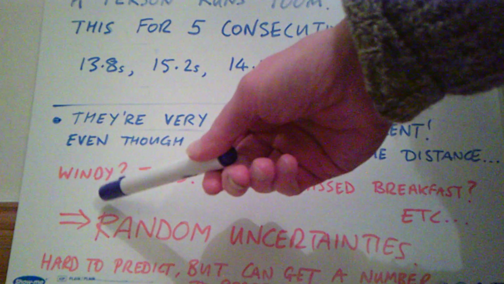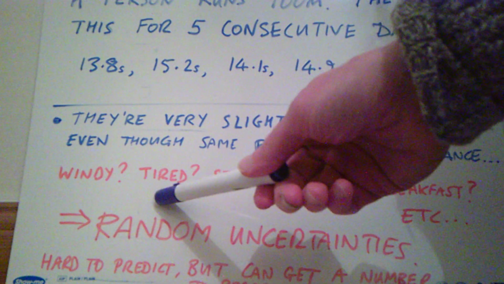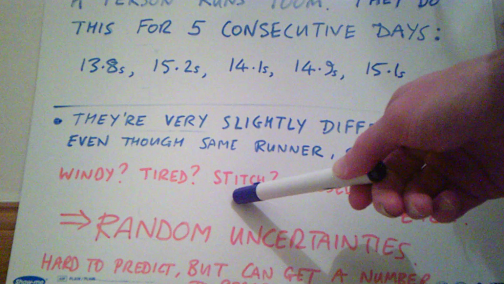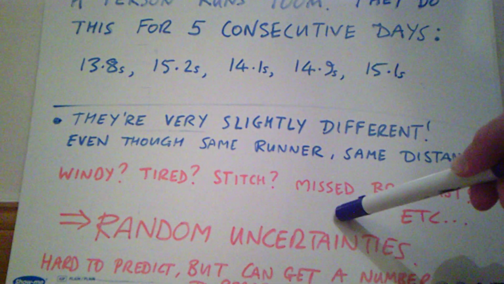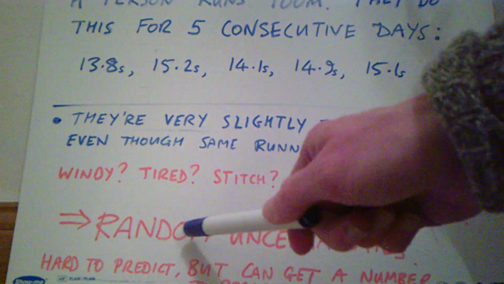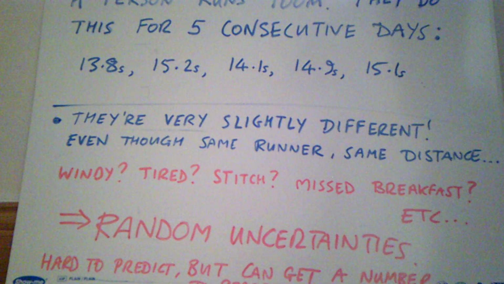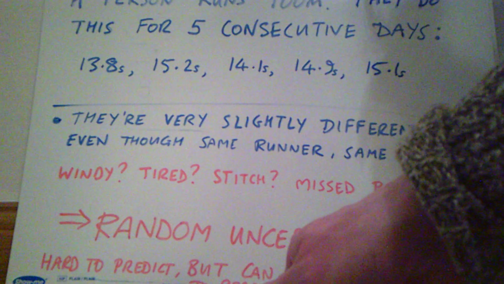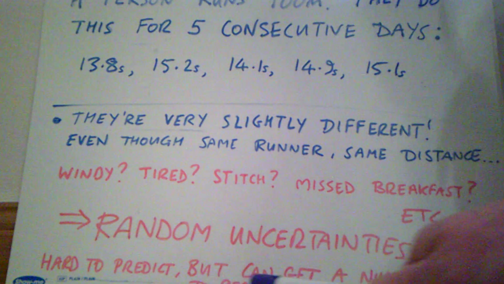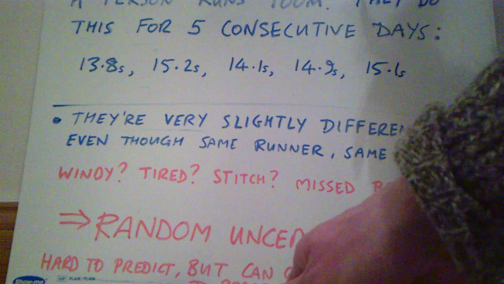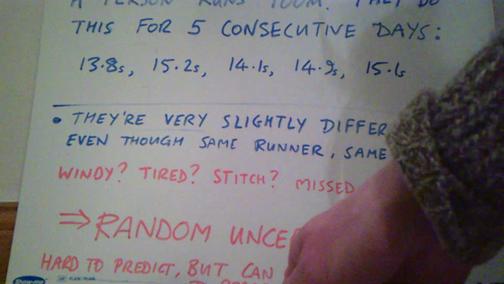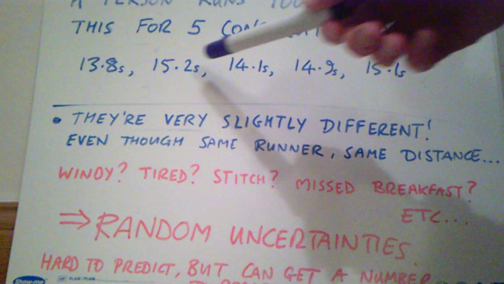Well, maybe it's windy on some of these days, maybe the person's tired, maybe they have a stitch one of these days, so they don't do very well, maybe they miss breakfast on one of these days. Okay, so these are called random uncertainties. Random uncertainties can often be hard to predict, but what it means is that the same reading repeated actually gives you different numbers.